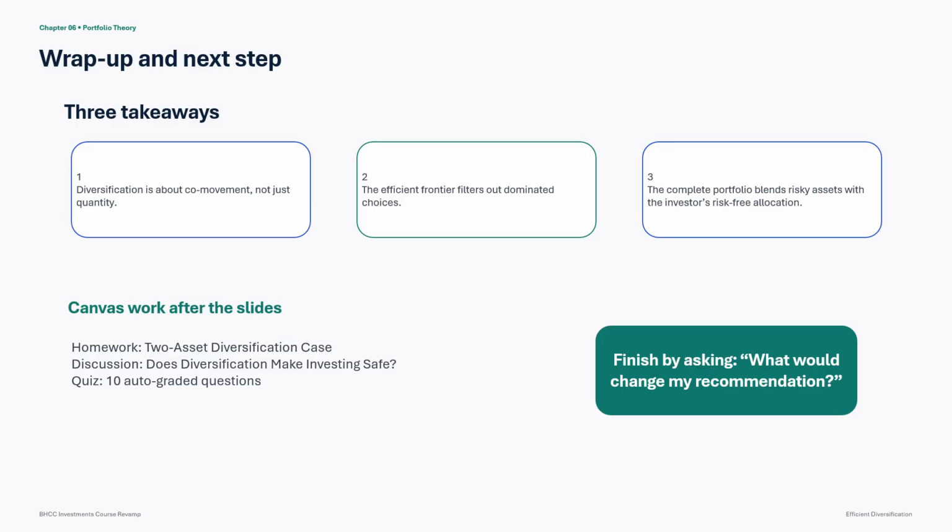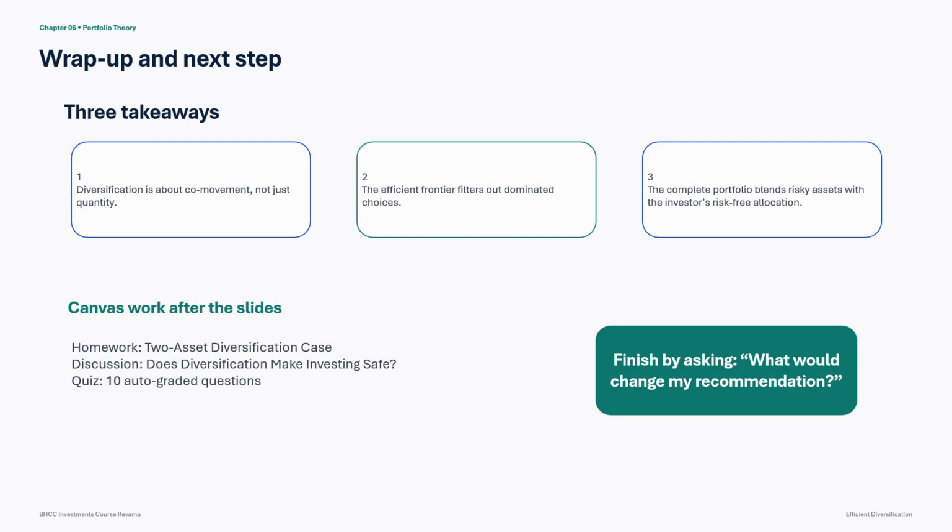This chapter also sets up Chapter 7 on the capital asset pricing model and arbitrage pricing theory. Once firm-specific risk can be diversified, the next question is which risks the market should reward. CAPM answers that question with beta and systematic risk. In other words, Chapter 6 tells us which risk can disappear. Chapter 7 asks which remaining risk should be priced.